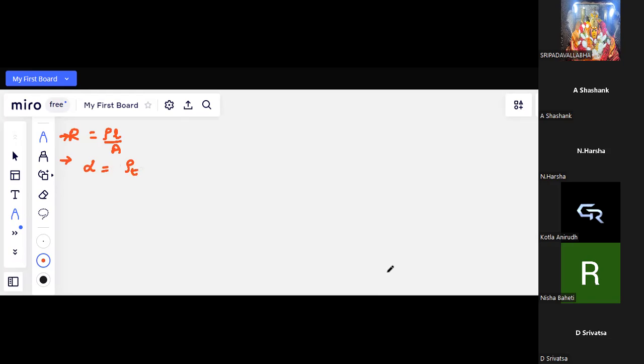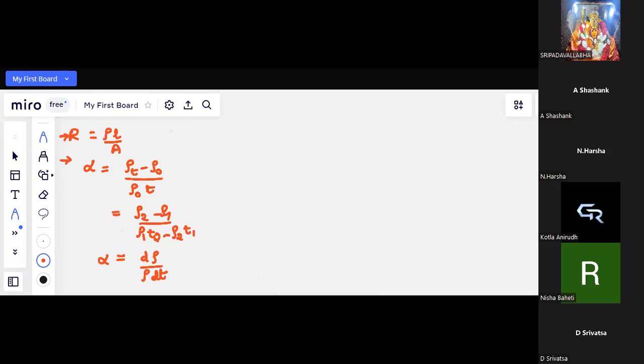If the initial temperature is 0 degrees Celsius, alpha equals rho minus rho naught by rho naught into T, one equation. Another equation, rho 2 minus rho 1 upon rho 1 T2 minus rho 2 T1. We have to use it when the temperatures are more. And in differential form, we write it as d rho by rho into dT.